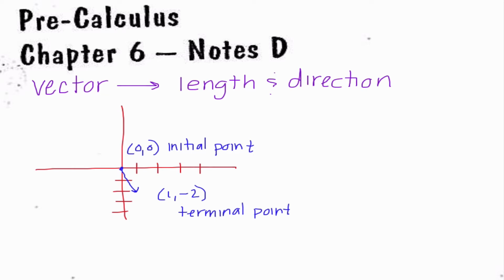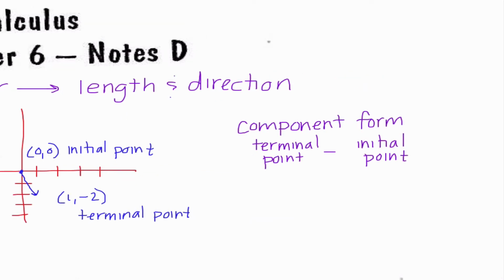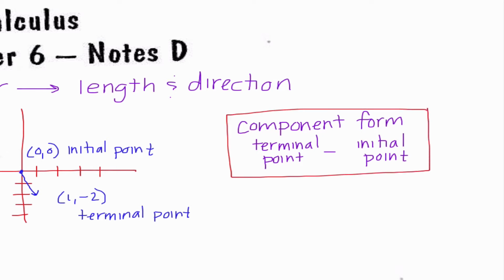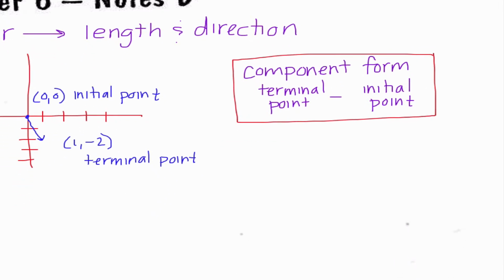Now, we're going to see a few different ways that we write vectors. The most common way is something that we call component form. Component form is the terminal point minus the initial point. So in this case, we take the terminal point, 1, negative 2, and subtract the initial point. So we do 1 minus 0, which is 1, and negative 2 minus 0, which is negative 2.